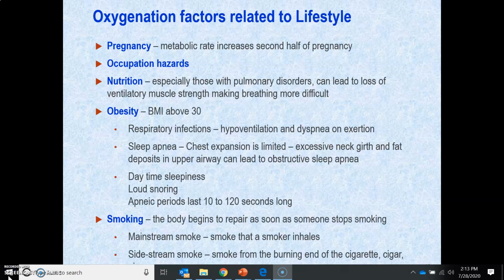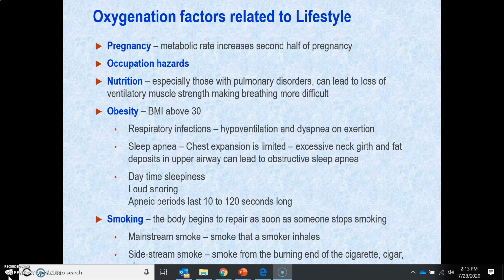Some other lifestyle issues impact our oxygenation factors. Pregnancy increases metabolic rate during the second half, so they tend to breathe a little faster because they're trying to oxygenate not only themselves but the baby. I talked a little bit about occupational hazards. Nutrition: people who don't have the right nutrition lose their muscle strength in their thoracic cavity, so they need some protein to help build that up.